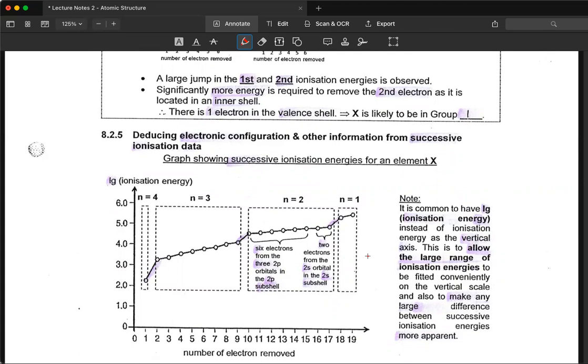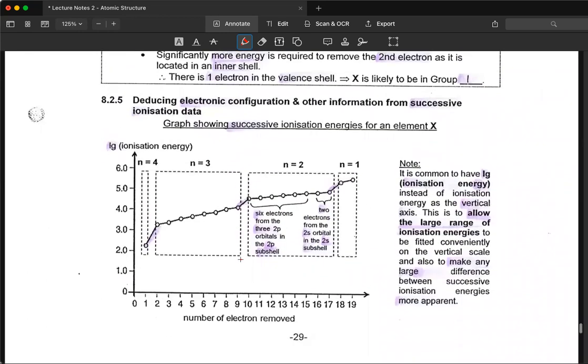So when you log it, it will be a smaller scale. It will be able to fit more conveniently on the vertical scale and also make any large differences more apparent, so it's easier for the observer. There's a reason why they do that, okay?